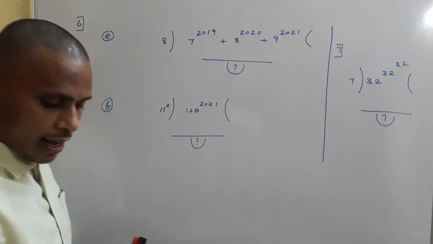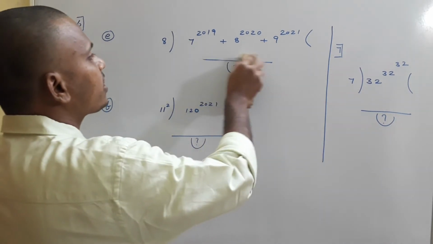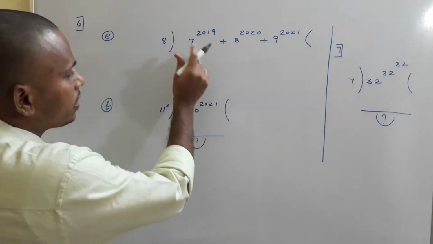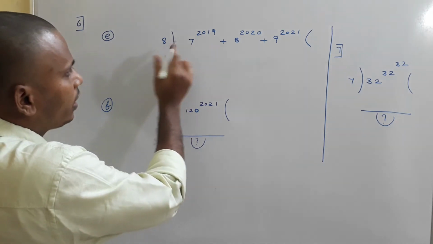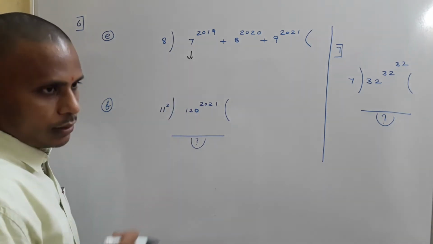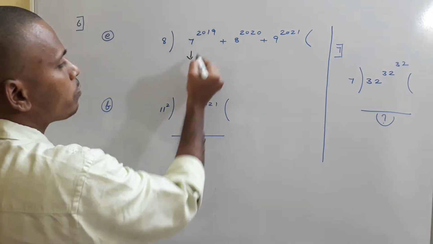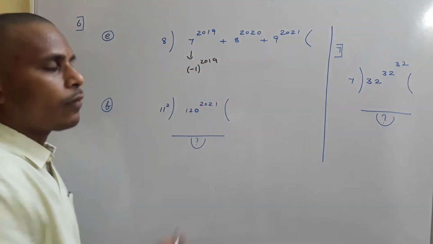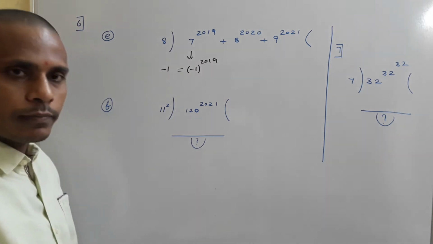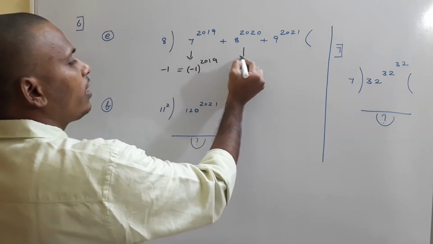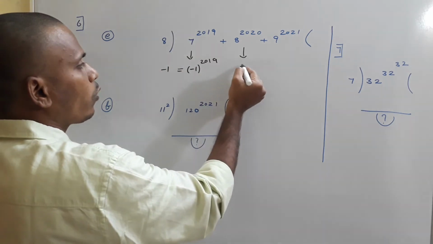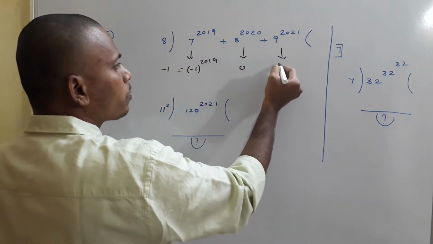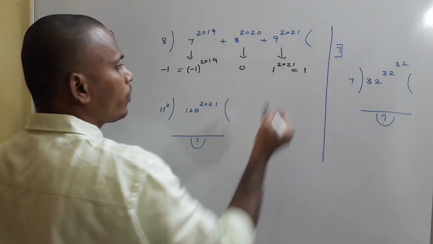As we discussed in the last class, when you divide 7 with 8, you will get remainder as minus 1. Since the power is 2019, the remainder obtained when this number is divided by 8 is minus 1 power 2019, and that is minus 1. 8 power 2020 is clearly a multiple of 8, so when you divide it with 8, you get remainder 0. And when you divide 9 with 8, your remainder is 1. Since power 2021 is given, that is 1 power 2021, which equals 1.